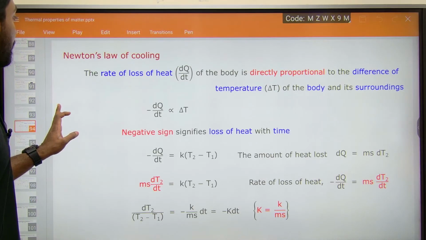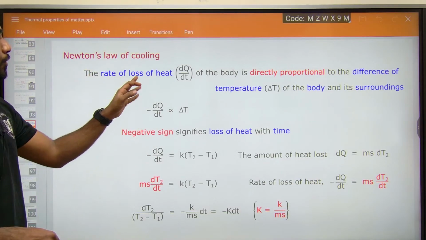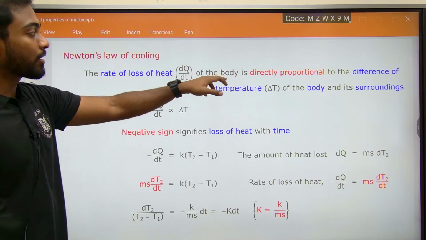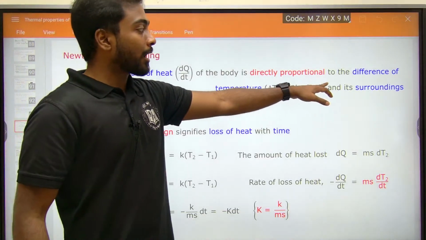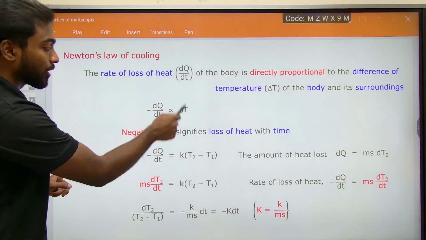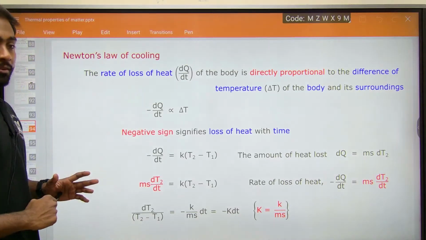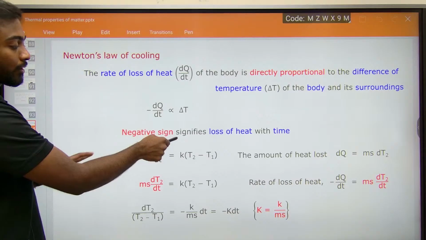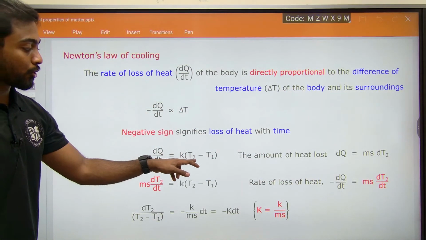And Newton's law of cooling. It's one of the important points. The rate of loss of heat, dQ/dt, of a body is directly proportional to the difference of temperature, delta T, between the body and its surroundings. So -dQ/dt is directly proportional to delta T. To remove the proportionality, we add a constant called k. The negative sign indicates the loss of heat with time. So -dQ/dt = k(T2 - T1).